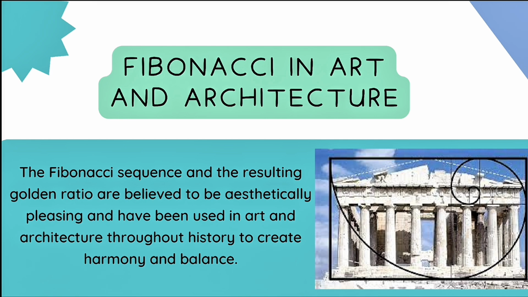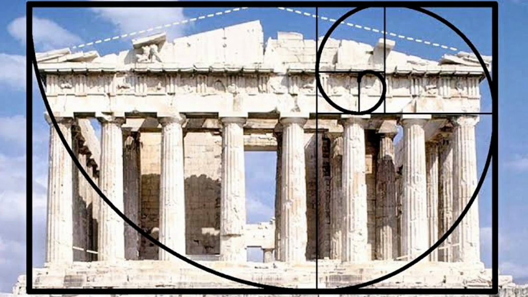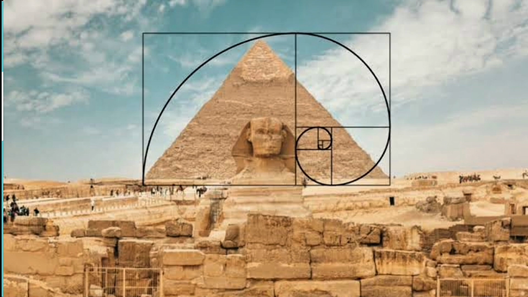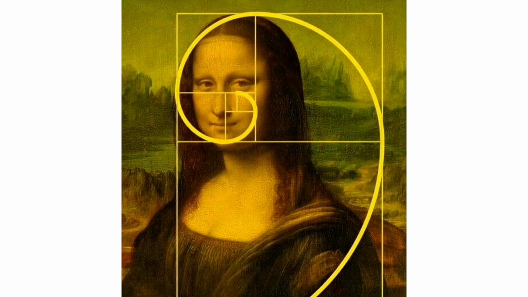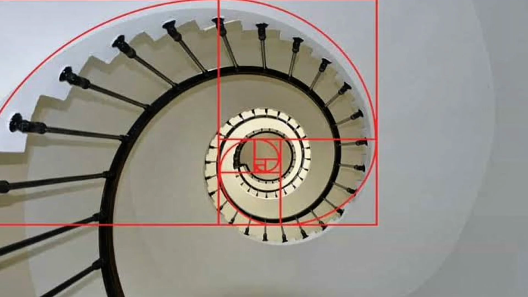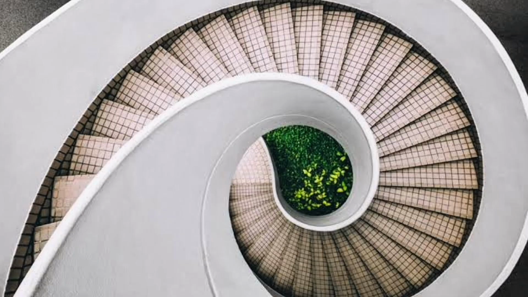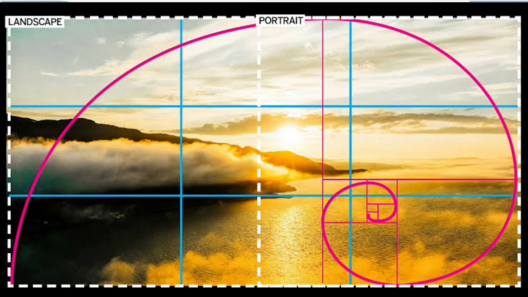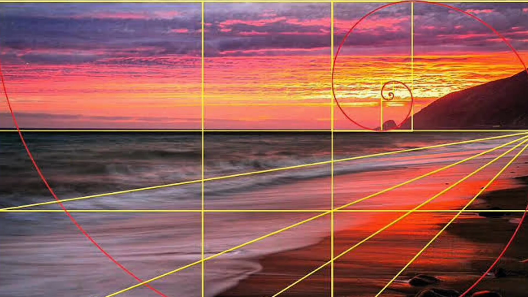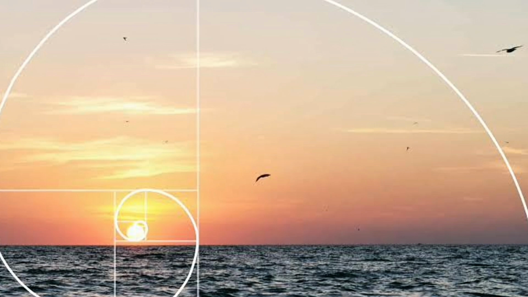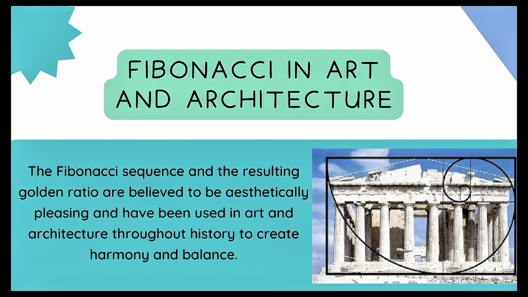Some examples include the Parthenon in Greece, the pyramids of Egypt, paintings by Leonardo da Vinci, modern design, and photography layouts. Artists and architects have used this proportion to make their work more visually appealing.